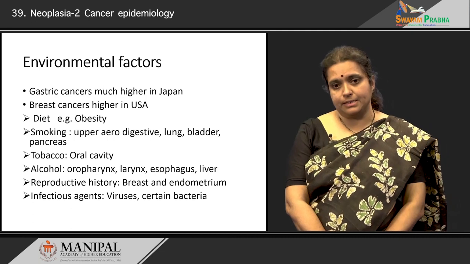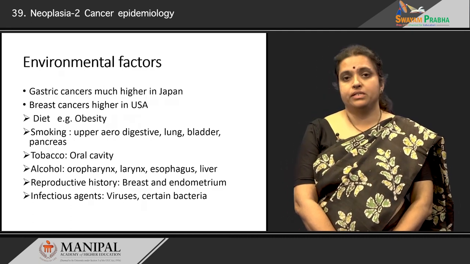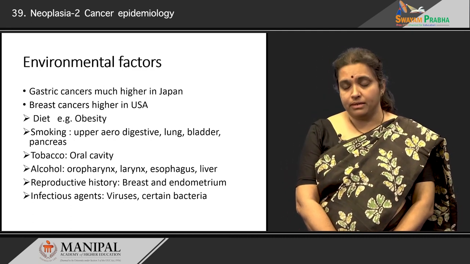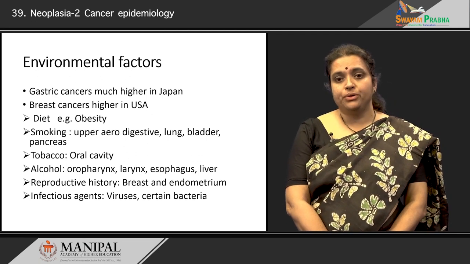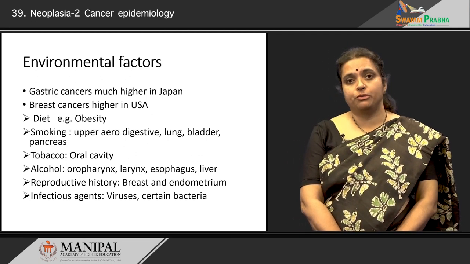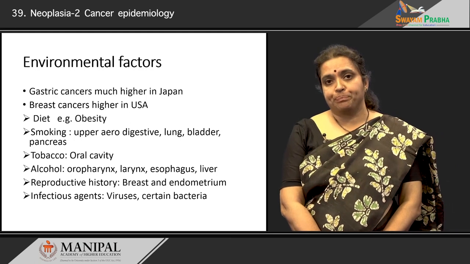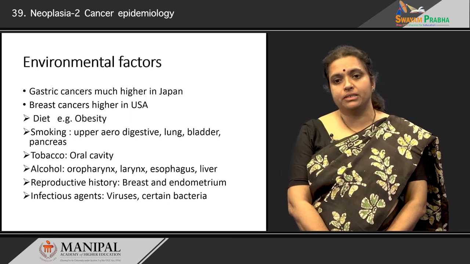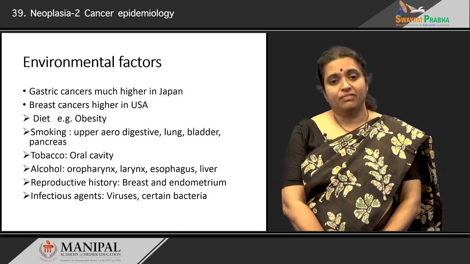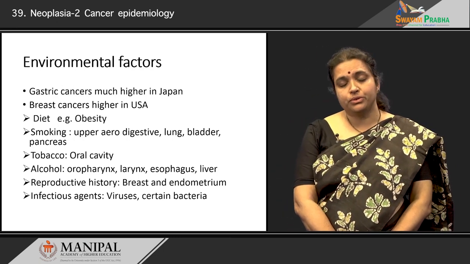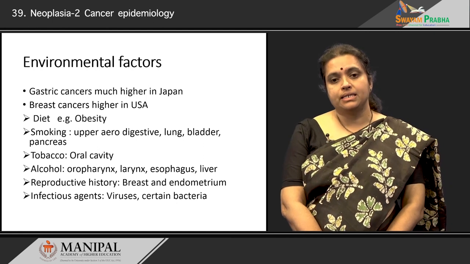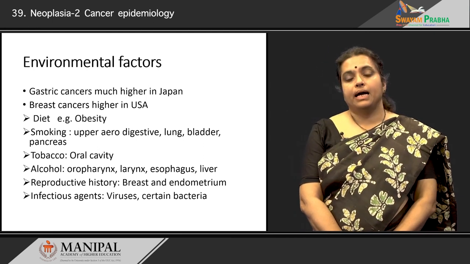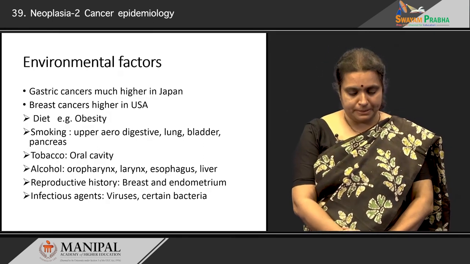Reproductive history has a role to play. In people who have prolonged estrogen exposure, cancers of the breast and endometrium are common in these women. And finally, we even know today that infectious agents such as certain viruses and bacteria can cause cancer.